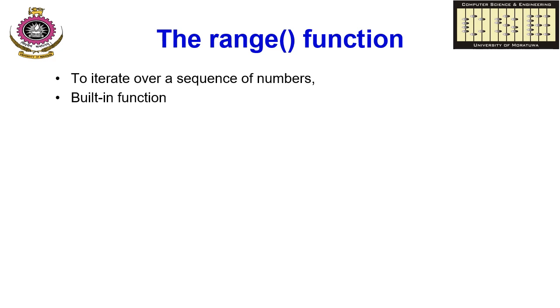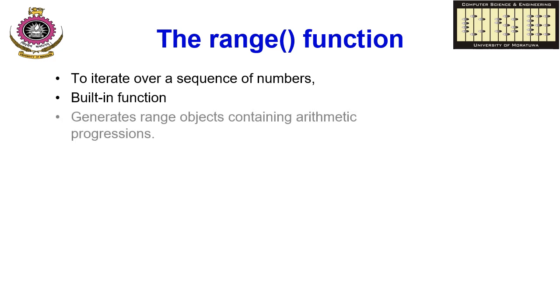As I have mentioned previously, we will look at the range function in a little bit more detail because it's quite useful and commonly used alongside for loops. It is used to iterate over, or rather generate, a sequence of numbers. It is a built-in function in Python, and it generates range objects containing arithmetic progressions or sequences. We can use it in multiple ways. It can take up to 3 arguments.